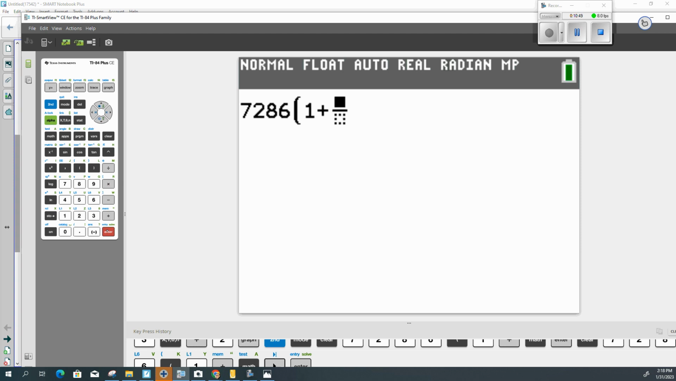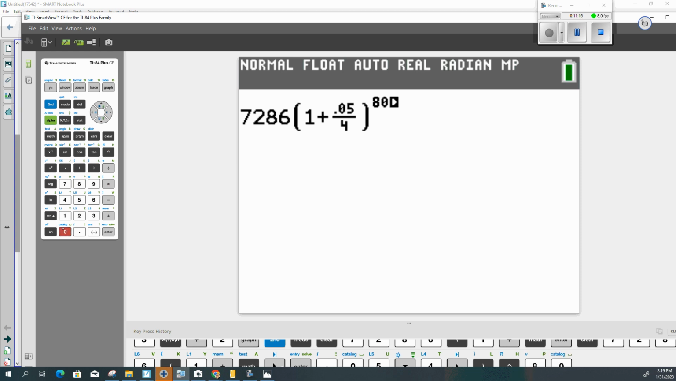Does anyone need me to show you how to get to that? Yes, order of operations, it should divide it for you first. I just wanted to make sure we do order of operations. Let me type it in and then I'll show you again, Elizabeth. So 0.05 divided by 4 to the power of 80. That's a lot of money, huh?